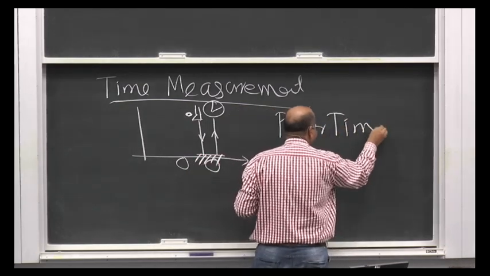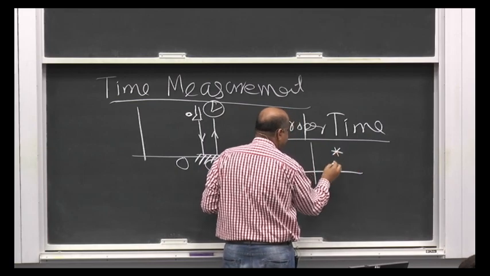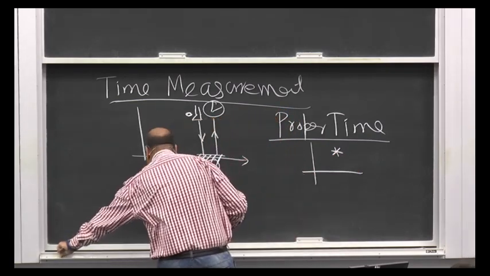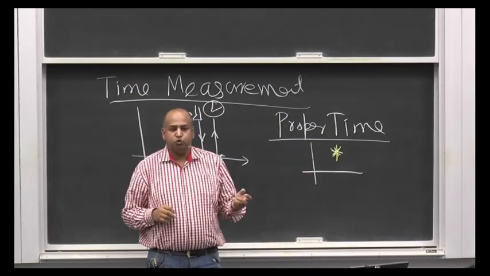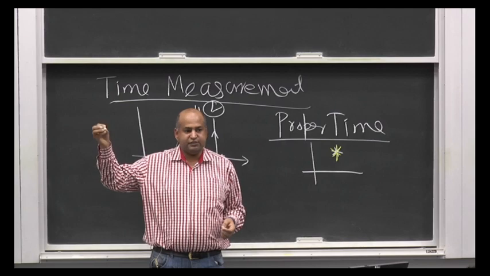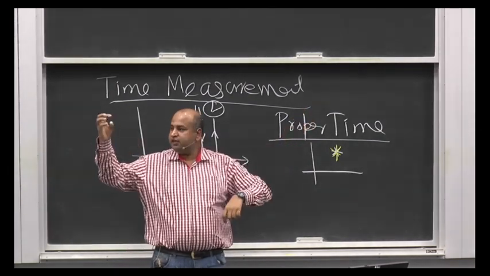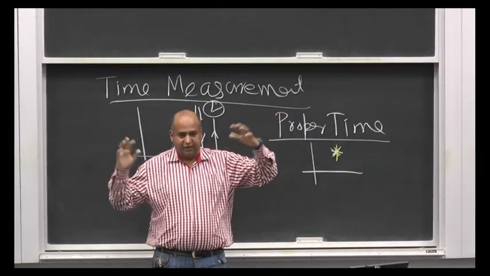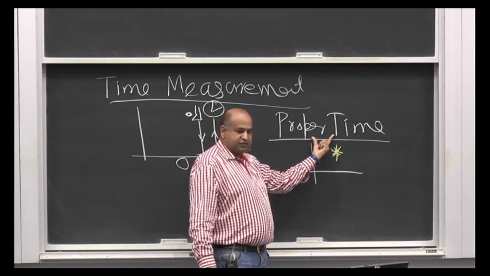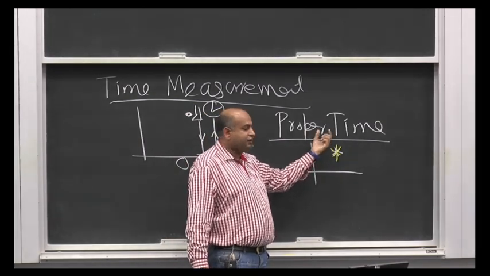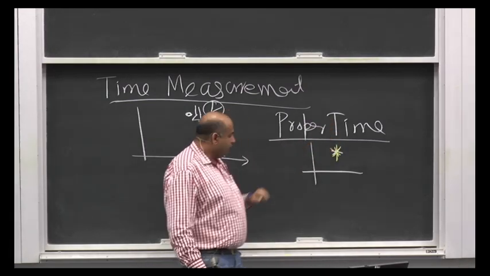So proper time is the time between two events that happen at the same position, because you can measure the time interval between two events, say one event is a flash happening here, another flash is here. So if you measure time between this event and this event, this is a time interval, but this is not a proper time interval. So this is a very important concept. Proper time is the time interval between two events happening at the same position in a frame.